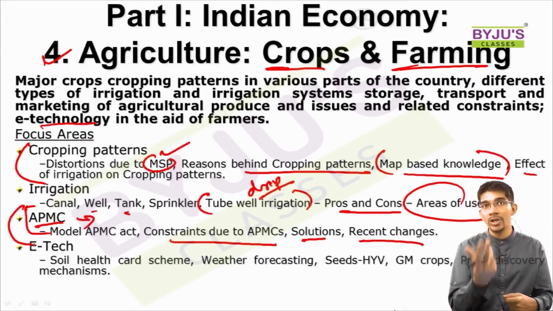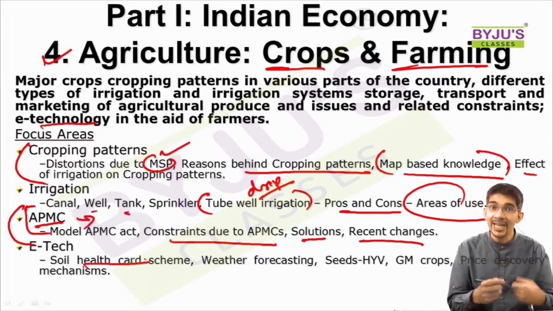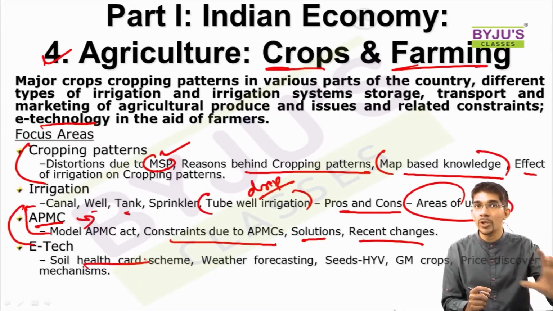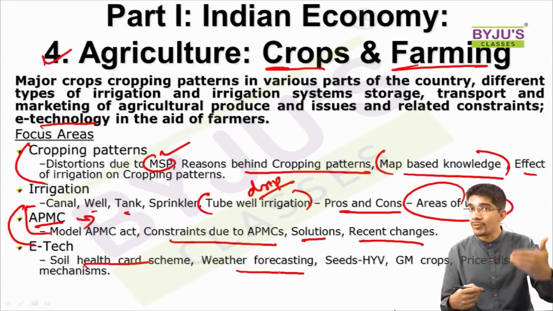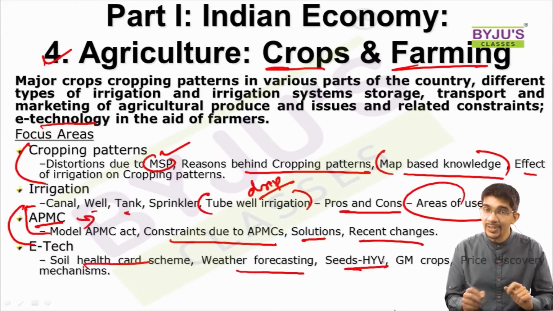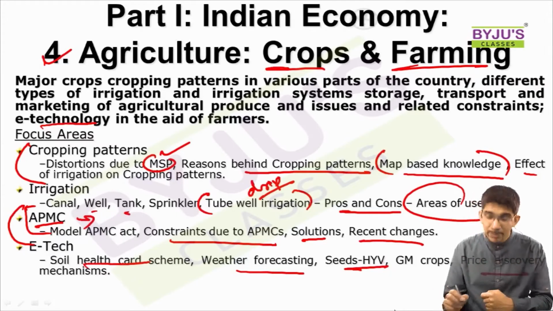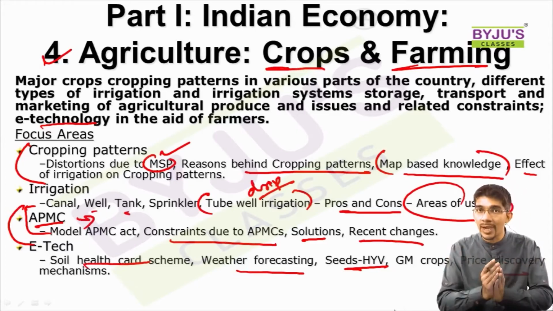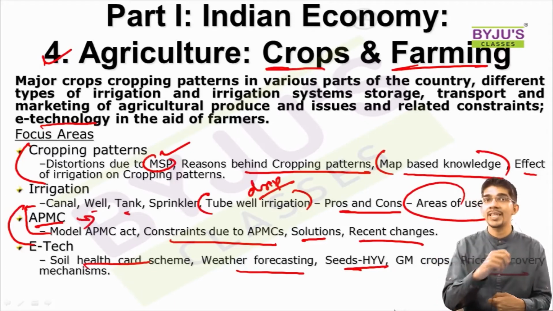Then finally, technological solutions. How can we bring in technology to solve some of the problems? Soil Health Card scheme: people are overusing fertilizers, but what is required for the soil only we should give. So soil health card, weather forecasting: how can we improve weather forecasting and give insurance, help the farmers plan ahead, etc. Different types of seeds, the high yielding varieties, the GM crops controversy, price discovery mechanisms such as futures markets and forward markets, having a commodity market scheme in India and how that helps. This all becomes important focus areas from which we can expect questions.